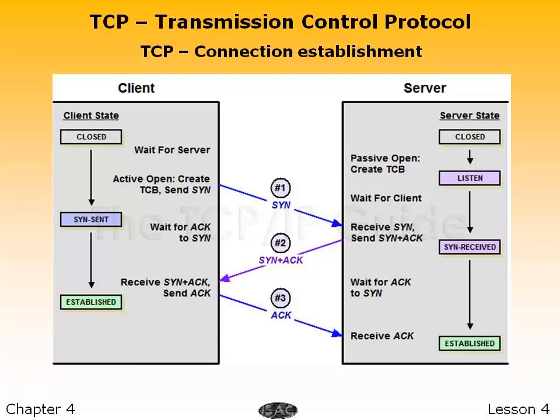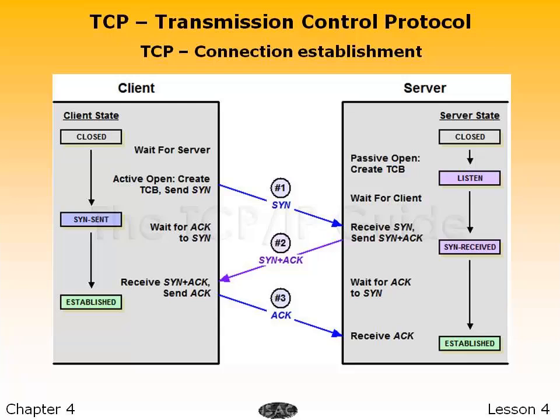0, end of option list. 1, no operation. 2, 4, maximum segment size. 3, 3, window scale. 4, 2, selective acknowledgement permitted. 8, 10, timestamp and echo of previous timestamp. 14, 3, TCP alternate checksum request. 15, n, variable bits, TCP alternate checksum data.